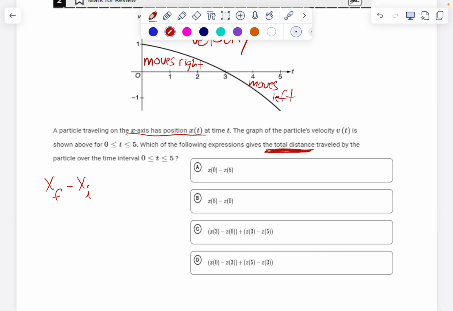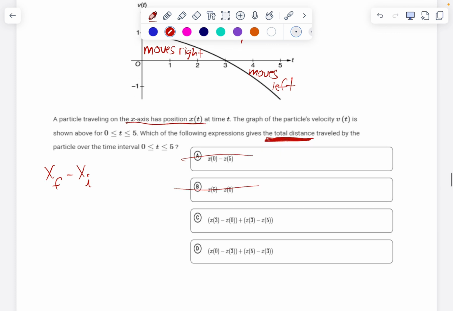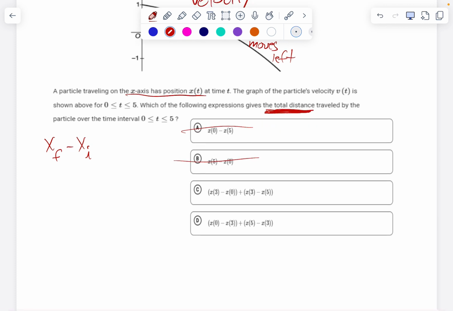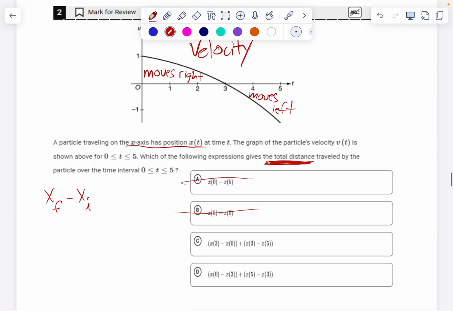Okay, part B, does it account for everything? No, because it's like treating the whole motion as one sign, right? All right. So thinking like test strategy, we've narrowed down to at least a 50-50 shot at this point. Okay, part C, x of 3 minus x of 0. So that's good. That would tell us this piece. So x of 3 minus x of 0 would be which direction? Well, that's where it moved to the right.